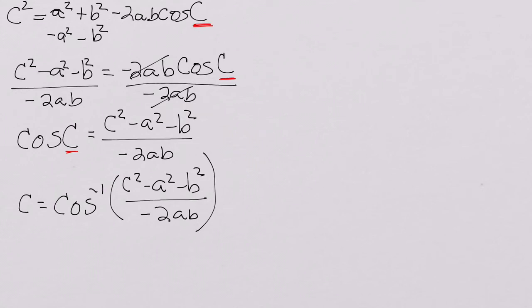From here, if we remember from trig, to get C by itself, we have to do arc cosine or cosine inverse. And that's what I've done on the very next step. So now I know the included angle C is going to equal arc cosine of c squared minus a squared minus b squared divided by negative 2ab. So this is a nice formula that we can derive from the law of cosine to find an included angle.